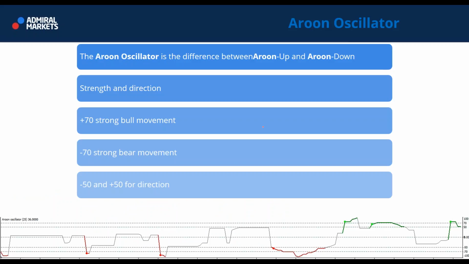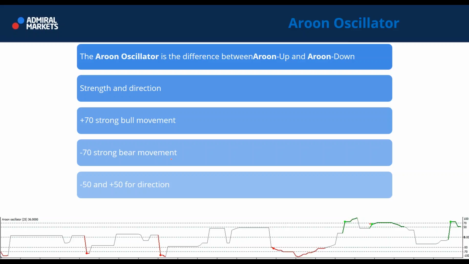Something that is definitely easier to understand and grasp is the so-called Aroon oscillator. The Aroon oscillator is the difference between Aroon up and Aroon down. It can give you strength and direction: plus 70 is a strong bull movement, minus 70 a strong bear movement. Then we can use minus 50 and plus 50 for direction. This Aroon oscillator has red dots that are printed when plus 50 and 70 or minus 50 and minus 70 are broken.